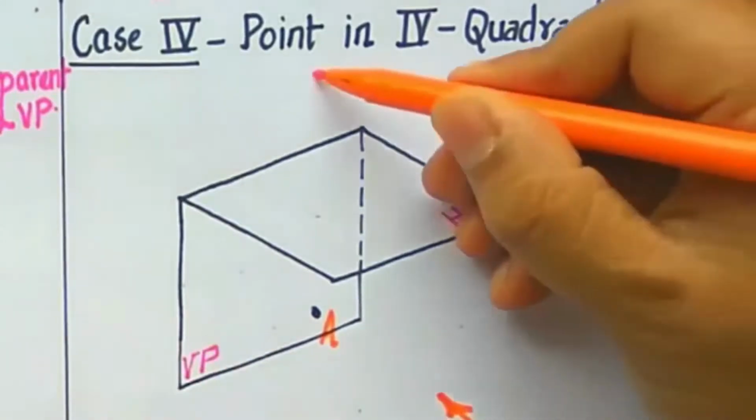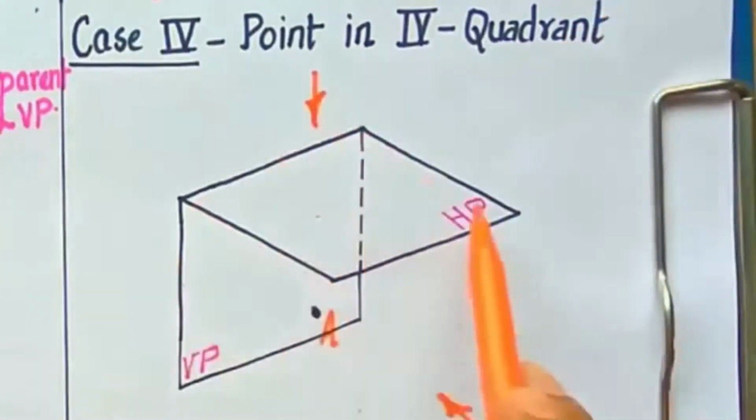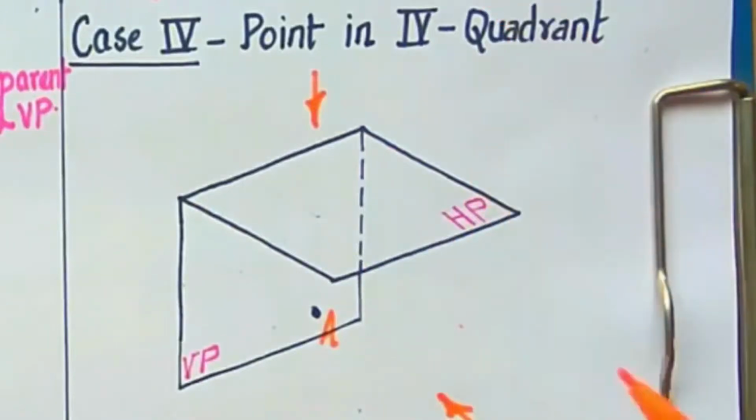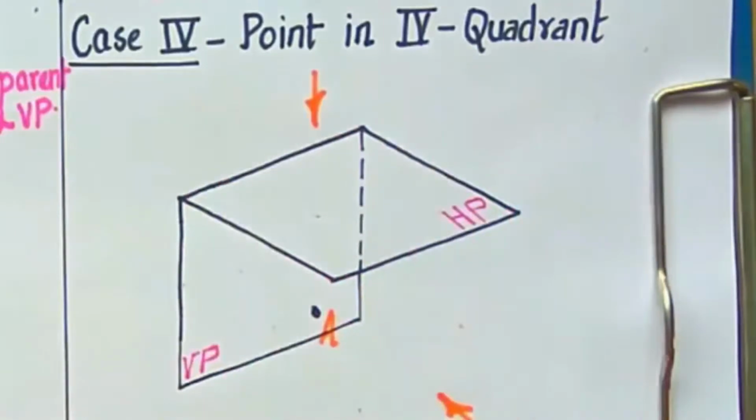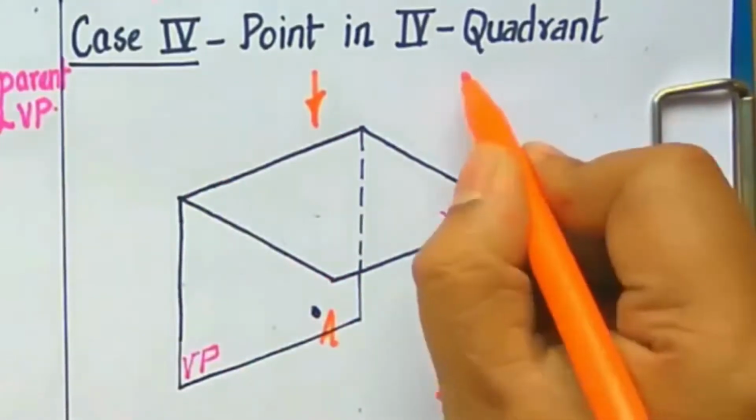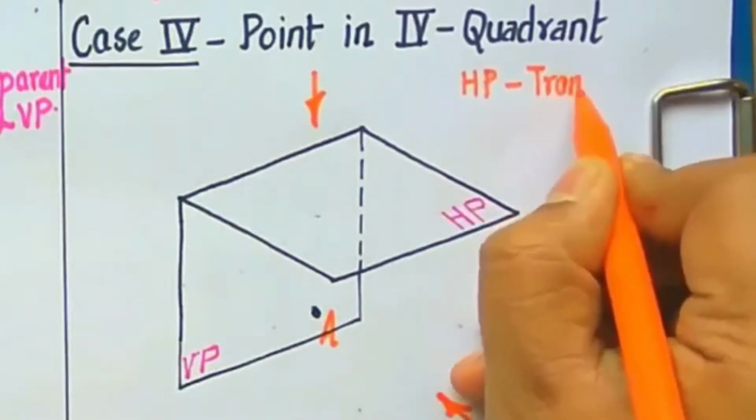At the same time we're going to look at this object right from the top for the top view, which is going to be obtained somewhere around here, that is the horizontal plane. Now guys, the problem is when you try to look at this object from the top, this horizontal plane tends to come in between. Okay, and for that reason HP has to be made transparent.